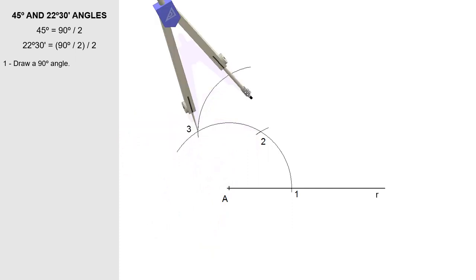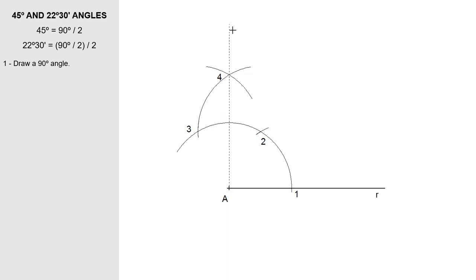Using point 3 as center and the same radius, we draw another arc that meets the former one at point 4, for drawing the angle bisector of this second 60° angle. So the semi-straight line that starts at point A and goes through point 4 forms the 90° angle with semi-straight line R. We can find the 45° angle by drawing the angle bisector of the 90° angle.